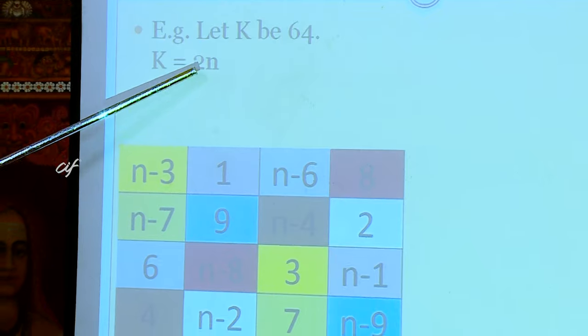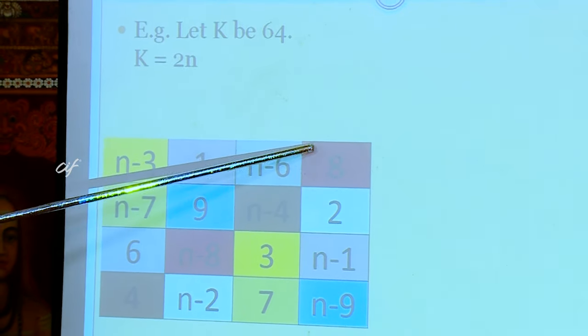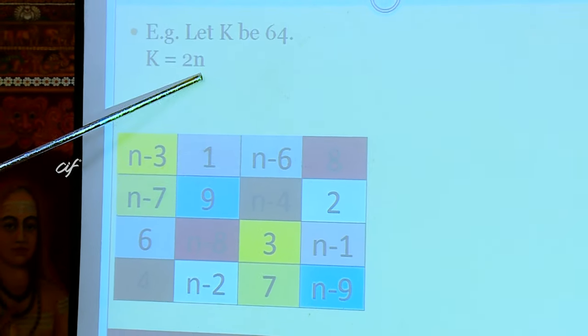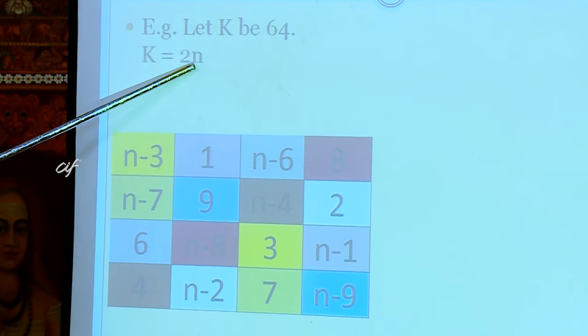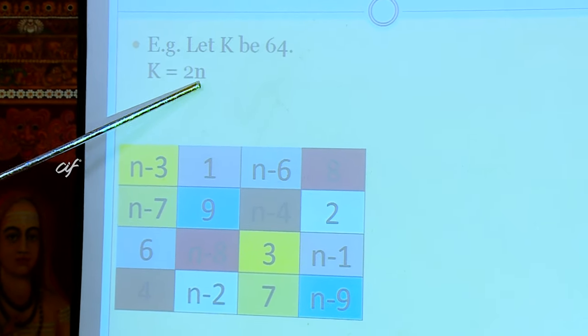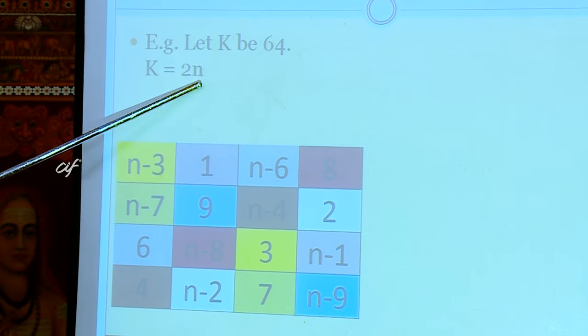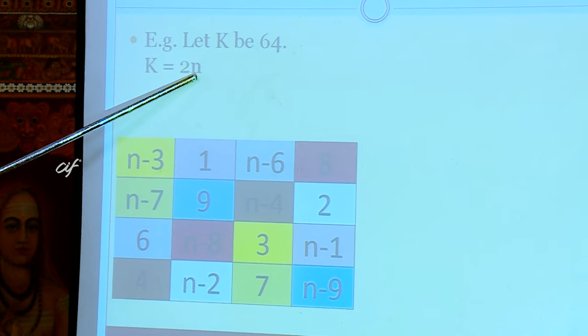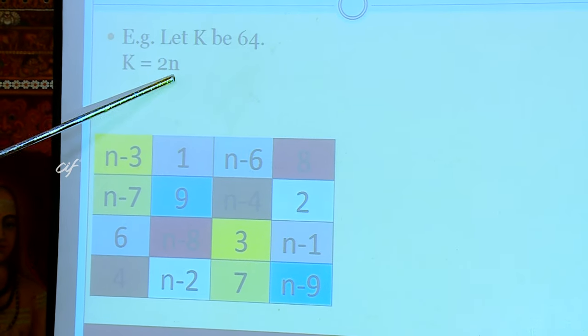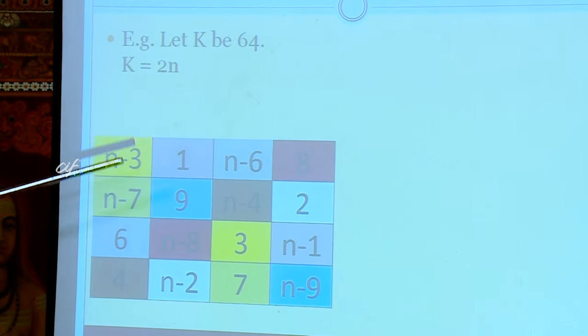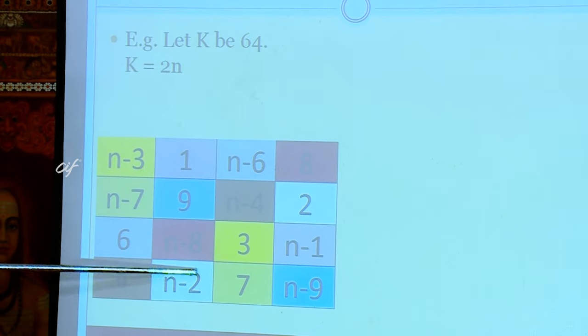Here n is not, I'm sorry, I used the same letter as n, the number of rows or columns. This is not the number of rows and columns. Take any other variable, say 2a. So a has to be half of k. So that means this variable will be half of 64, which will be 32. And you just have to remember this table.